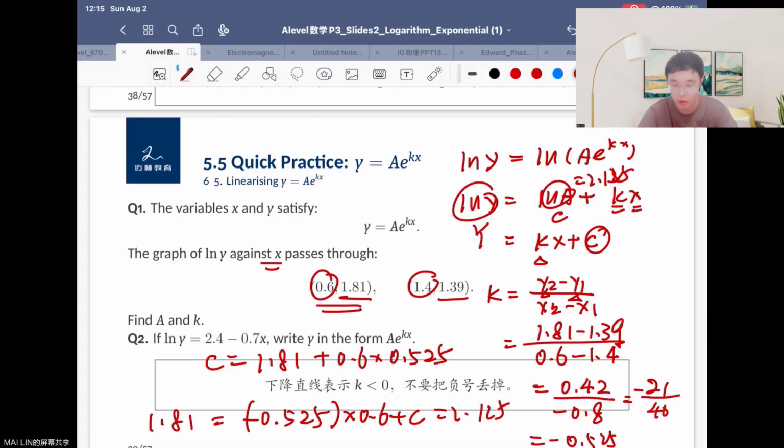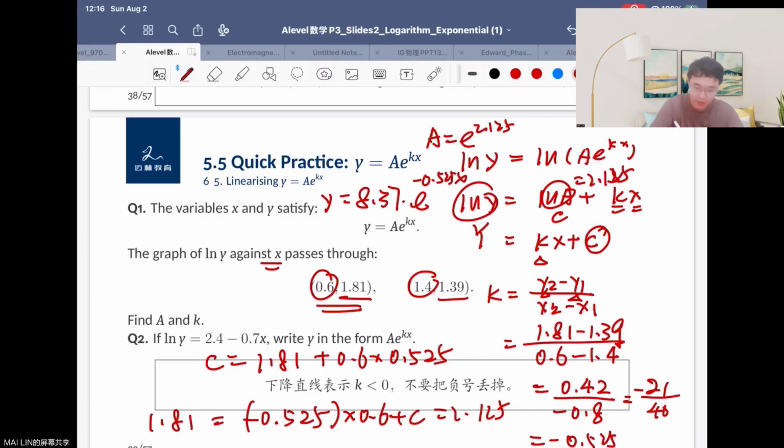If you want to calculate exactly what a's value is, you can set a equals e power of 2.125, right? You can use a calculator and type in e power of 2.125. You can calculate it is around 8.37. So y equals 8.37 times e power of kx, where k equals negative 0.525, so y equals 8.37 e power of negative 0.525x. You can write it this way. That is the value of a and k.